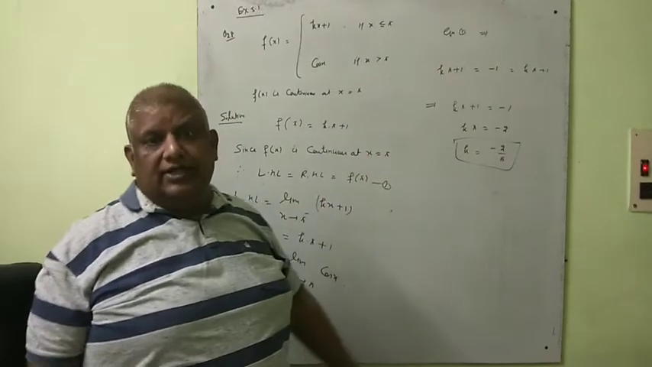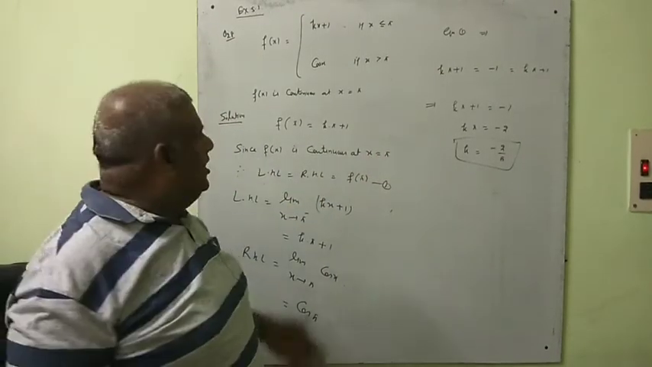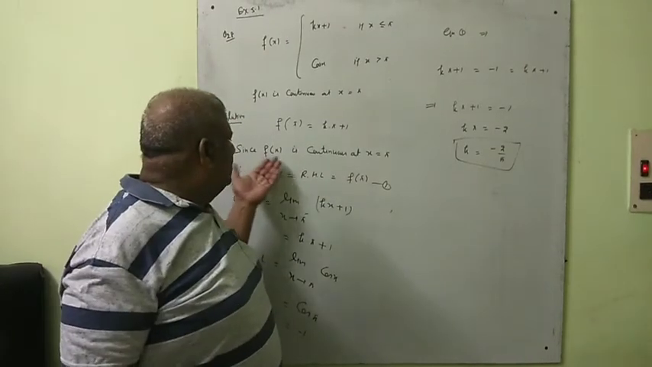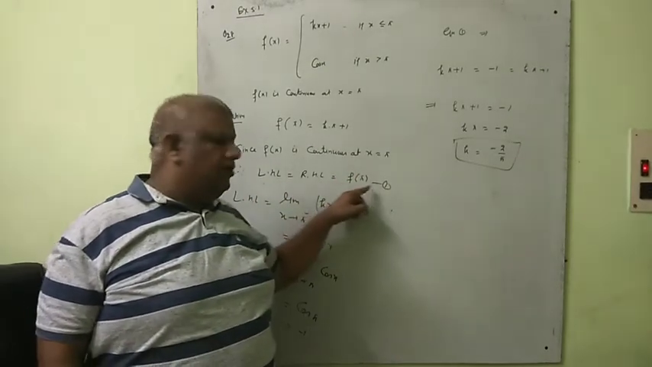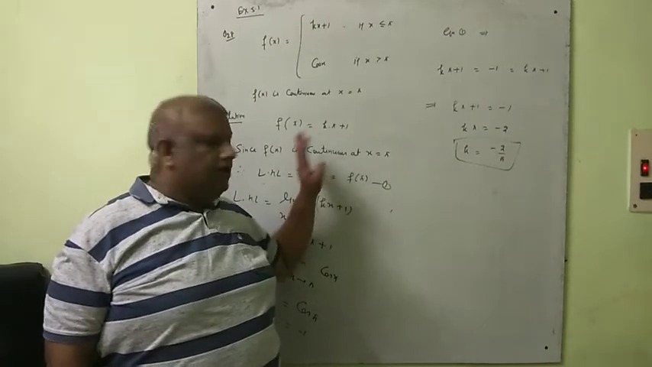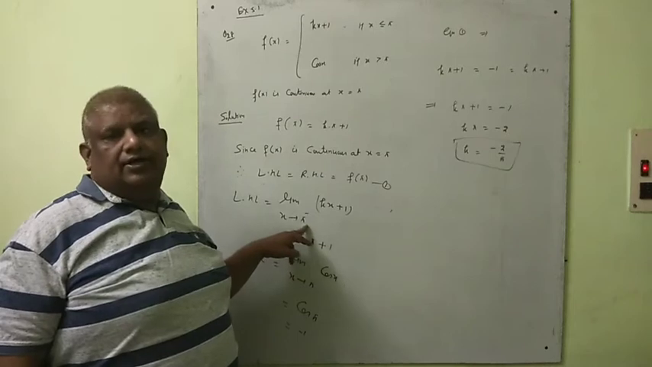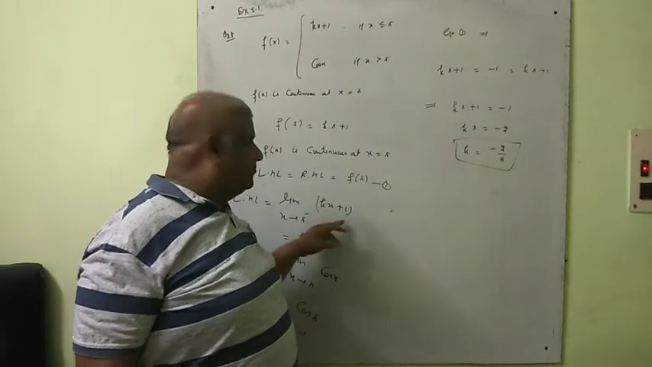So f(pi), value of the function at x equal to pi, is k pi plus 1. Since continuity is given, definitely function will be defined at x equal to pi and left hand limit and right hand limit are equal. As function is continuous at x equal to pi, left hand limit is equal to right hand limit is equal to f(pi). F(pi) we have already calculated. Then left hand limit, x tends to pi minus, x less than pi. For x less than pi, we have to take this function kx plus 1.